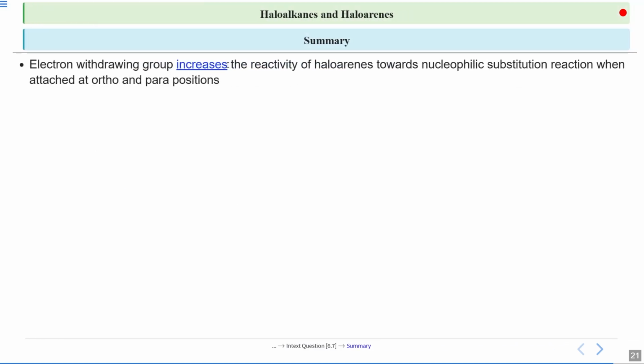An electron withdrawing group, if present on the benzene ring, will increase the reactivity of haloarenes towards nucleophilic substitution reaction when it is attached at the ortho and para positions only. Due to its electron withdrawing nature, it will withdraw electrons from the benzene ring and make it more available for attack by the electron-rich nucleophile. So in this reaction, the nitro group is present at the para position, and this reaction takes place at a comparatively lower temperature than the Dow process.